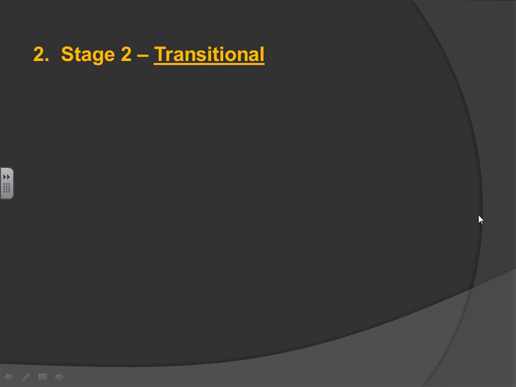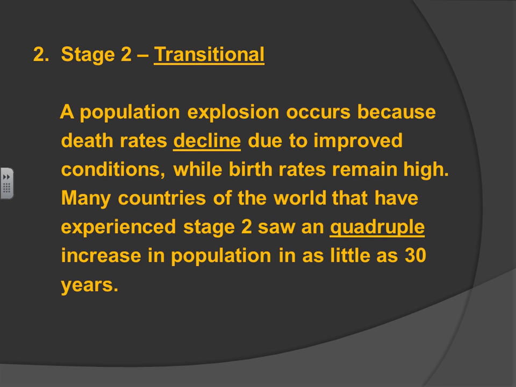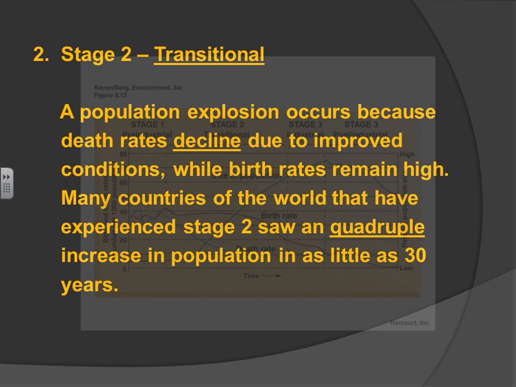In stage 2, we call it the transitional stage. A population explosion occurs because death rates decline due to improved conditions while birth rates remain high. Many countries of the world that have experienced stage 2 saw a quadruple increase in population in as little as 30 years. So in other words, your population is growing at an enormous rate during this stage.